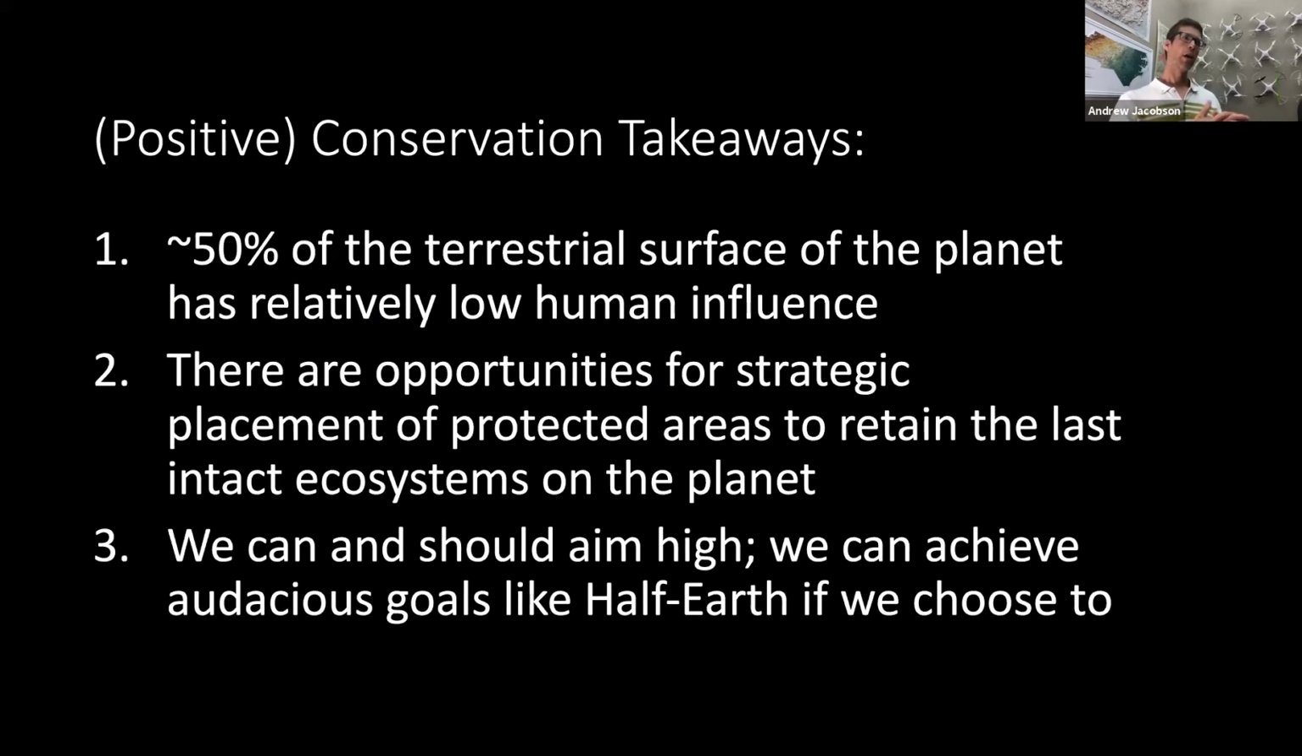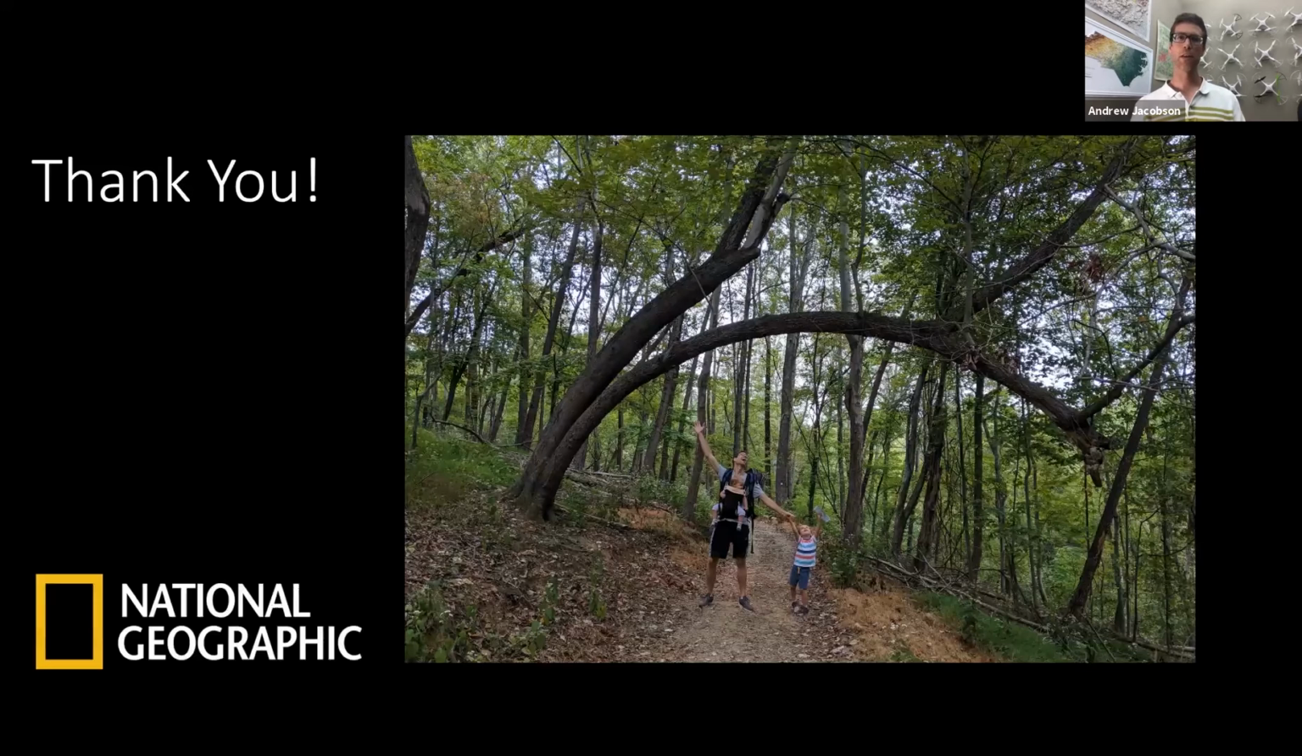Okay, so our conservation takeaways here. The good news, relatively speaking, is that roughly 50% of the planet has relatively low human influence. There are opportunities for placement of protected areas to retain the last intact ecosystems on the planet. And I think we can and should aim high. We can achieve audacious goals like Half-Earth if we choose to, if we set about doing that. With that, I'd be happy to take any questions, and thank you so much for listening and for your attention.